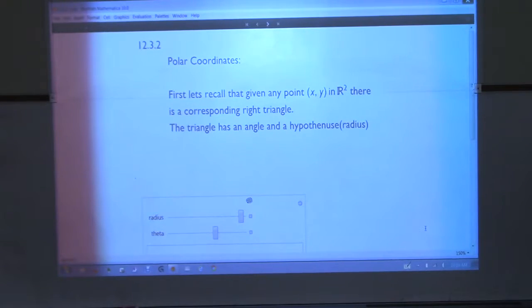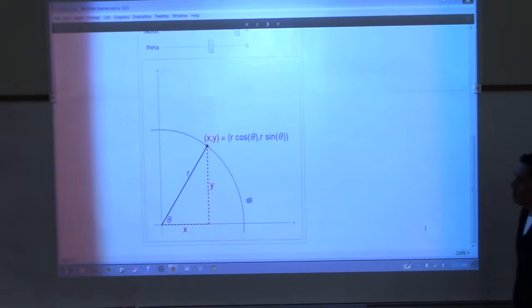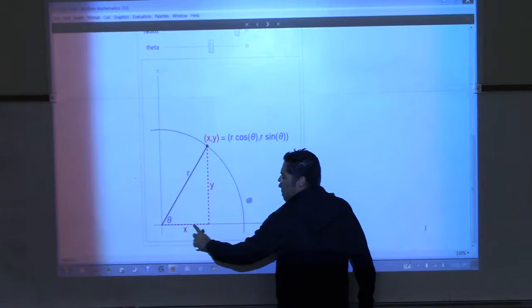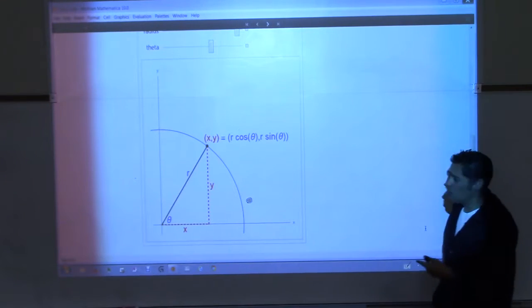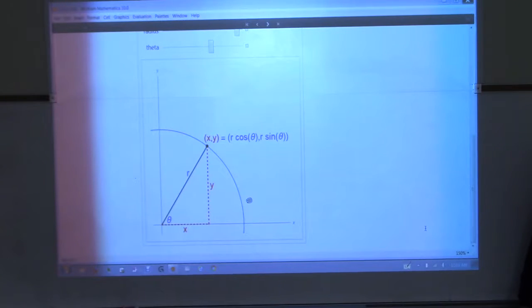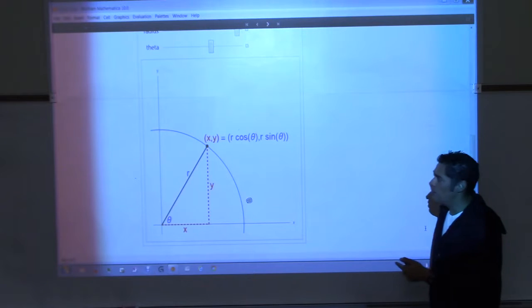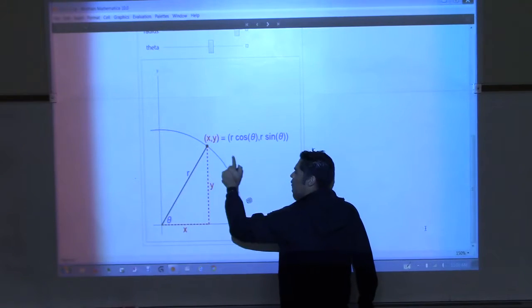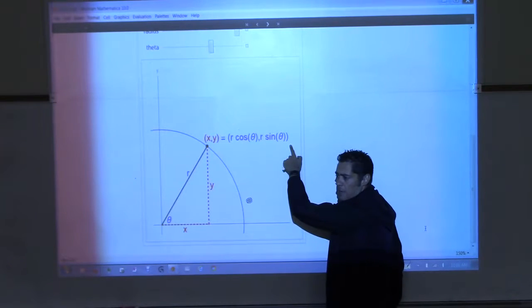Remember that if you're given any point (x, y) in two-dimensional space, there's a corresponding right triangle that goes with that point. So in red, you'll see the standard, what we call Cartesian coordinate system. (x, y) takes you out to this point, right? But you could also use some stuff from pre-cal, sine and cosine, to determine what the x and y values are. So do y'all remember this? x is r cosine theta and y is r sine theta. You remember that from pre-cal?